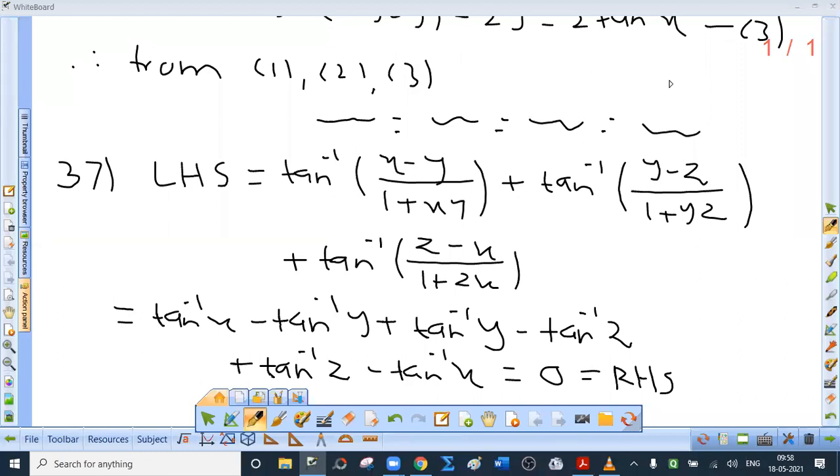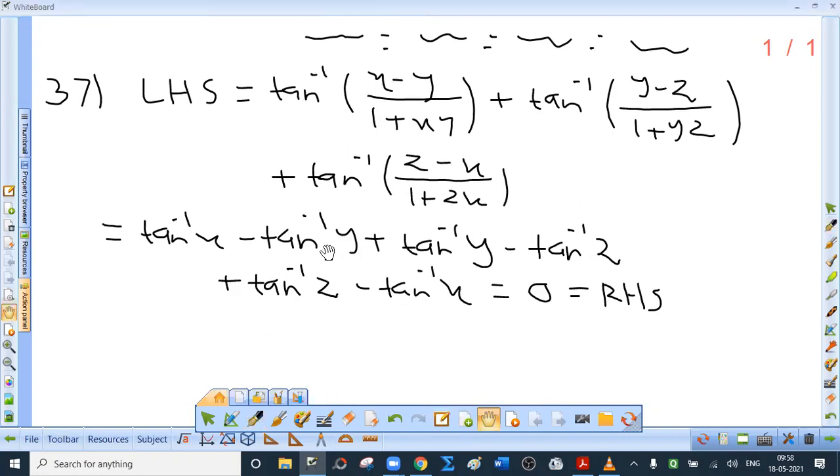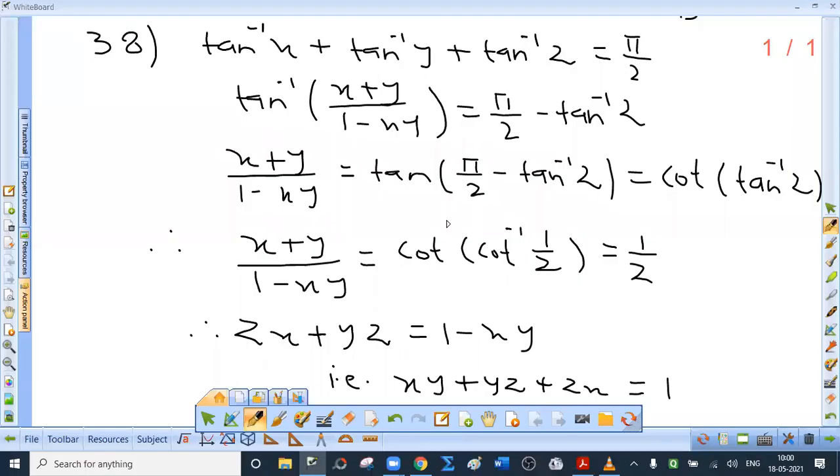If x, y, z are positive, then prove that tan inverse x minus y upon 1 plus xy plus tan inverse y minus z upon 1 plus yz plus tan inverse z minus x upon 1 plus zx equal to 0. This is playgroup sum. Use tan inverse p minus q upon 1 plus pq as tan inverse p minus tan inverse q. So you will notice that all the terms get cancelled. So what remains is 0, which is right hand side.